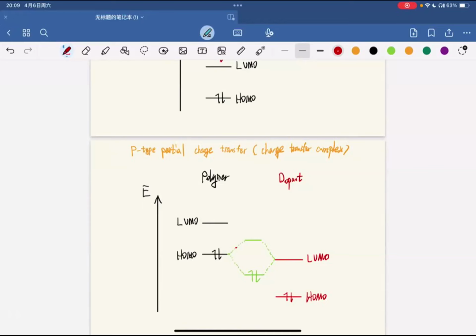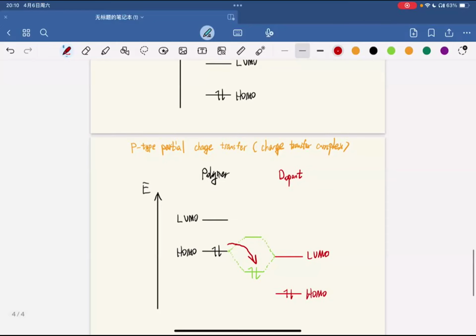I draw the hybridized orbital here in green. There is an orbital split, which creates a higher hybridized orbital and a lower hybridized orbital. Then the electrons on the HOMO of the polymer like to transfer down to the lower hybridized orbital.